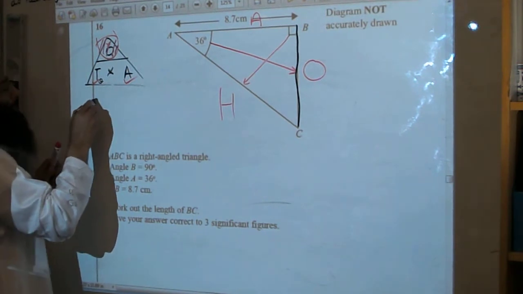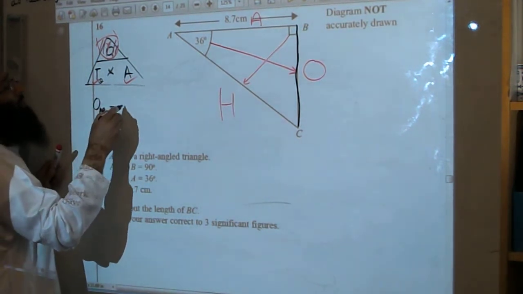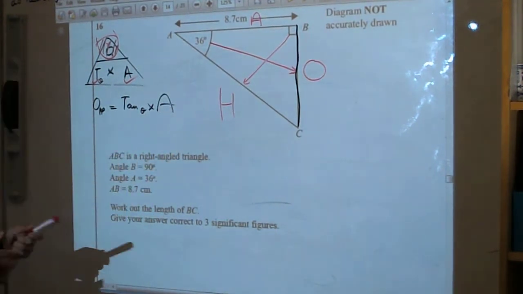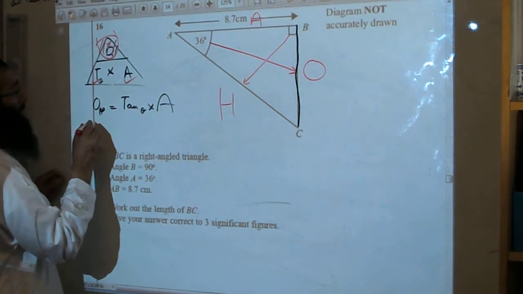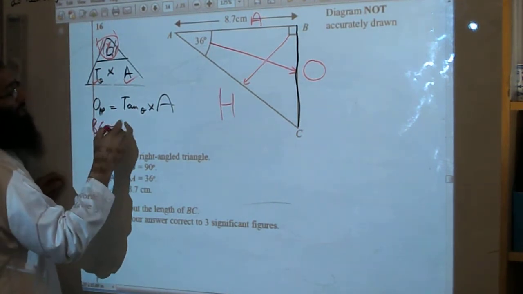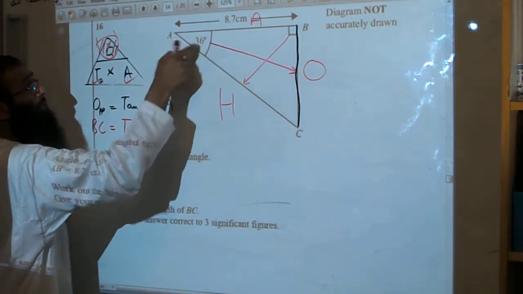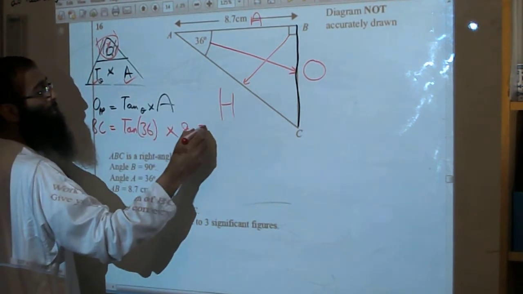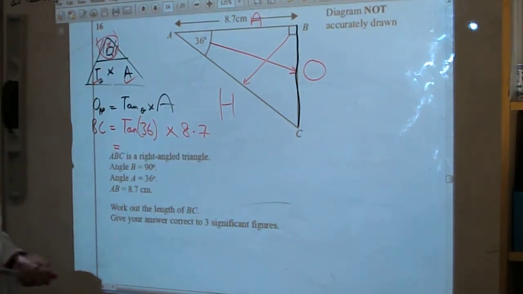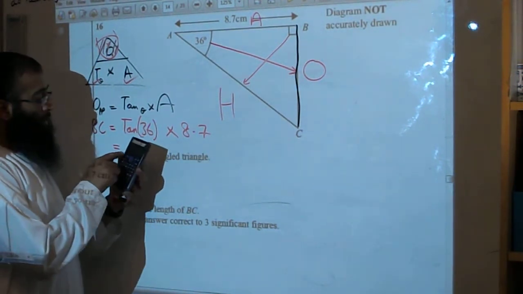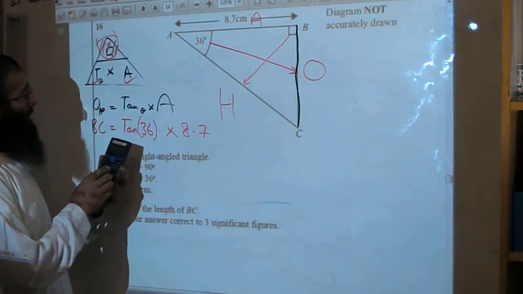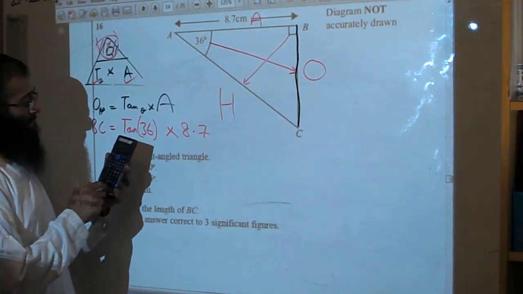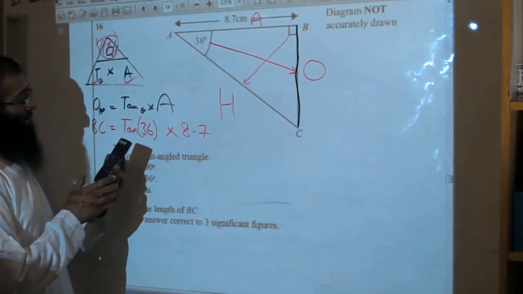So we know that the opposite is equal to the tan of the angle multiplied by the adjacent. Now the opposite, which is the BC, is tan, what's the angle? Times by the A value, which is 8.7. So on the calculator, we press just the normal tan button, 36, now close the bracket off, then times it by 8.7. What's that give us? 6.32.